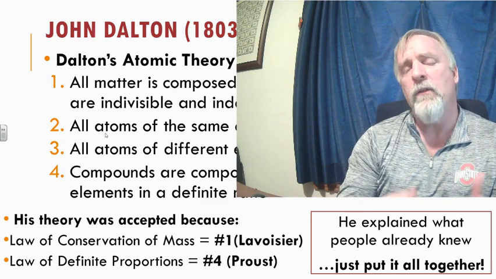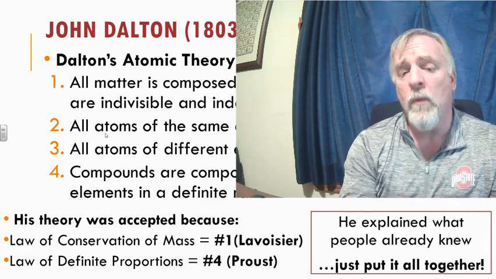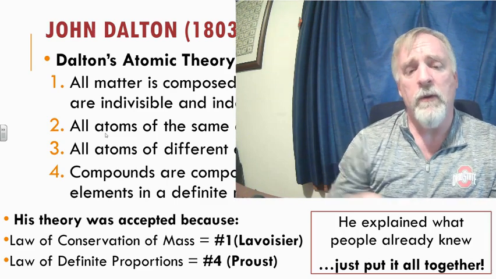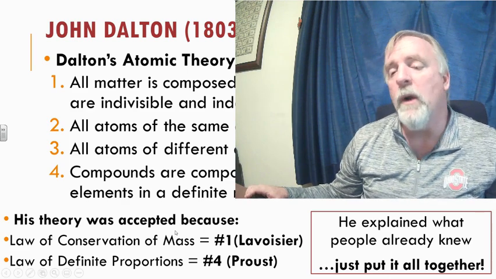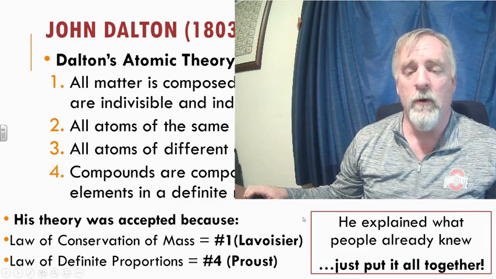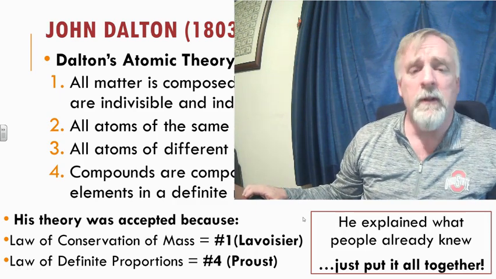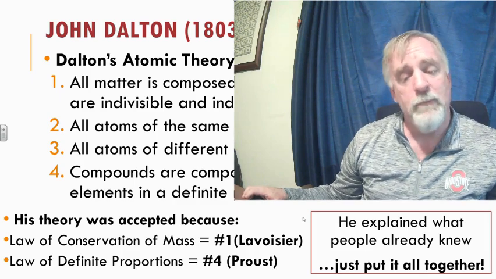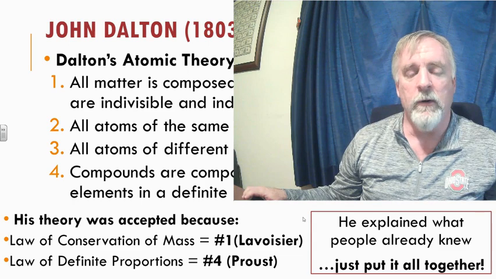So why did this work? Why did Dalton's theory come together so well and help people understand? Well, number 1, it was pretty simple. But number 2, if you look down here at the bottom of my screen, he used things that people were already familiar with. The law of conservation of mass that Lavoisier had proposed a couple decades before. People were familiar with it. They understood that. And the law of definite proportions that Proust had also put together a couple decades earlier.